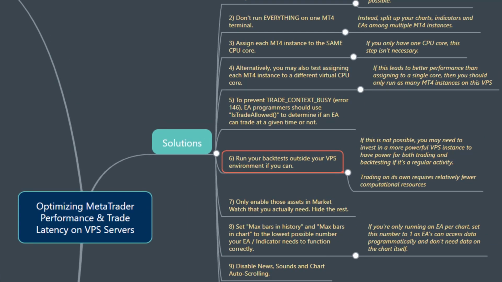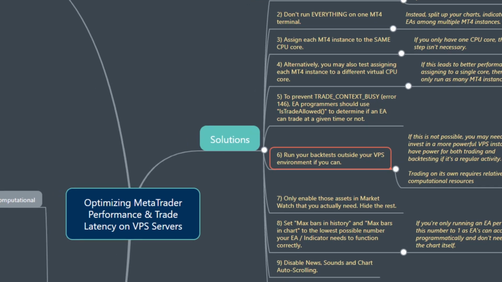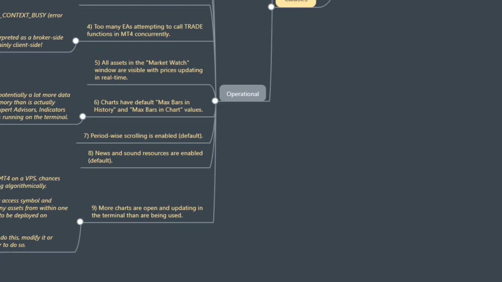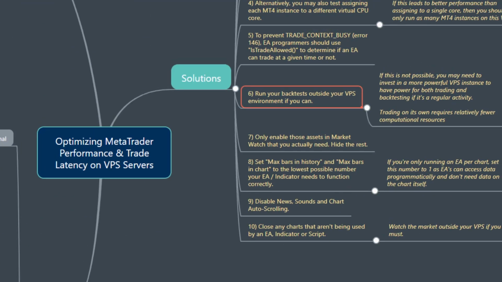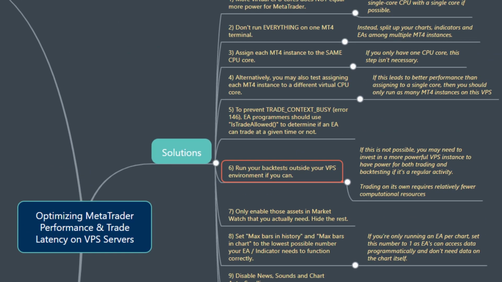Trading on its own, however, requires relatively fewer computational resources. So if you begin to rewire the way you configure your VPS, how you use it computationally as well as operationally, then you're likely to get better performance out of it. And if you're not backtesting, then you'll get decent performance overall.